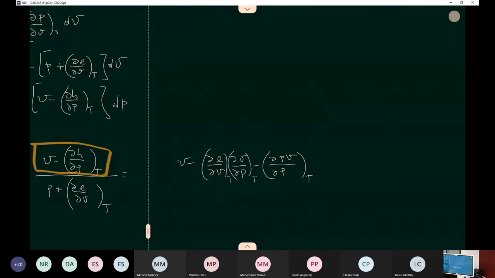And this is because, of course, H is E plus PV. So if I put E plus PV here, I have dH dP that can be written as dE over dV by dV over dP here. And then I have the term PV that is derived with respect to pressure, at constant temperature. So here, of course, this is a constant temperature.